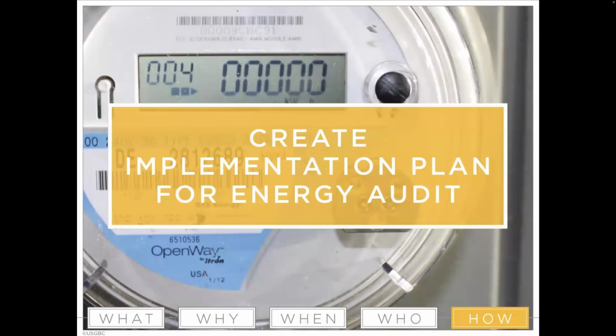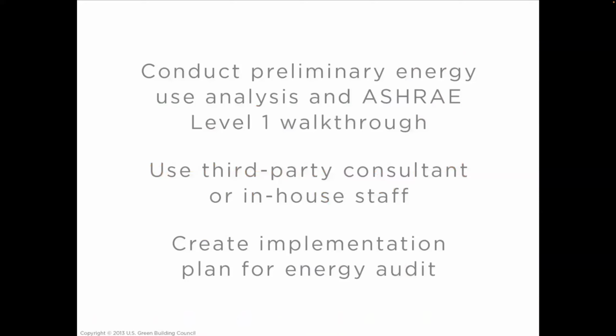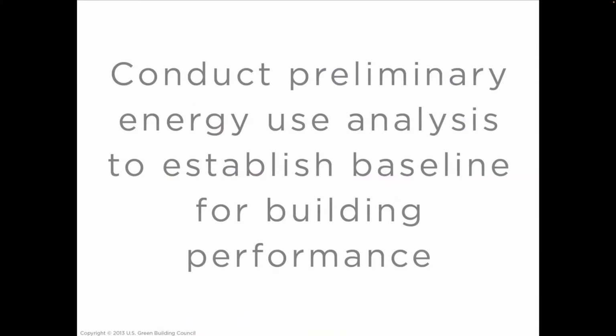All right, so create an implementation plan for your energy audit. This is your ASHRAE level 1. It's probably the most obvious one. They define what it is. You have to create a report for it. You can use a third-party consultant or you can use in-house staff, as long as you know you're meeting the requirement. And then you have to create a plan on how you're actually going to do the audit, and that's usually in the reporting. And then you conduct it. What you usually do is you take your energy bills from your utility and you input them into Energy Star Portfolio Manager. I'm going to show you what that looks like. So you really find the baseline of where you're at.